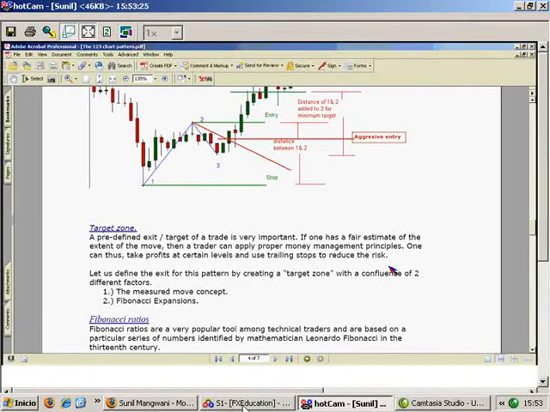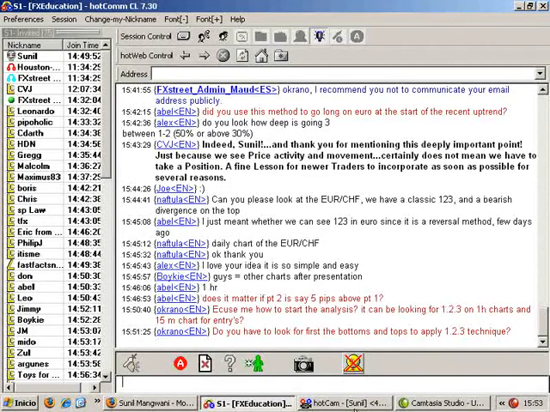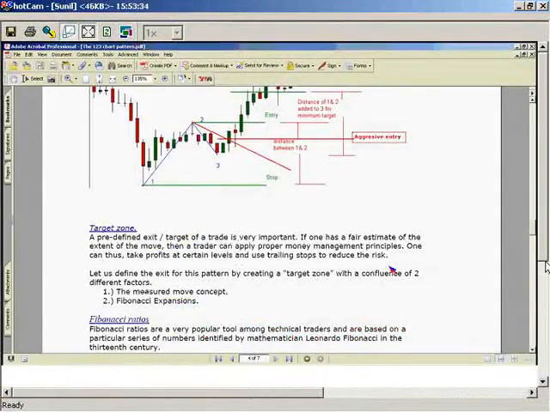So, let's use a combination of two factors. One is the measured move concept that we went over. Secondly, I'm going to introduce my favorite subject, which is the Fibonacci's. We will go over the Fibonacci expansions, in particular, how to apply them to the 1, 2, 3 formation. In the meanwhile, just a moment's break for some questions. All right, Okrano, we'll come back.